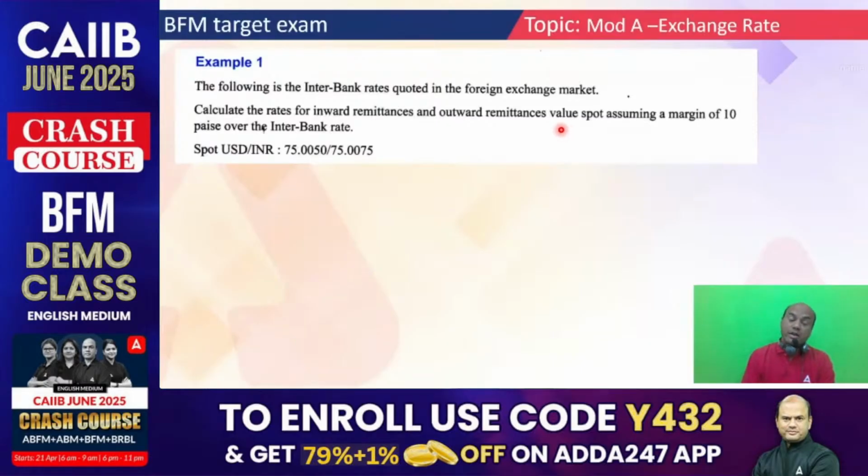Again, there is one more type of rate that's called as TT and bill. TT rate means spot rate. Always remember this. Spot rate equals TT rate, telegraphic transfer rate. Forward rate is equal to bill rate. Kindly note, bill rate. Two things always remember.